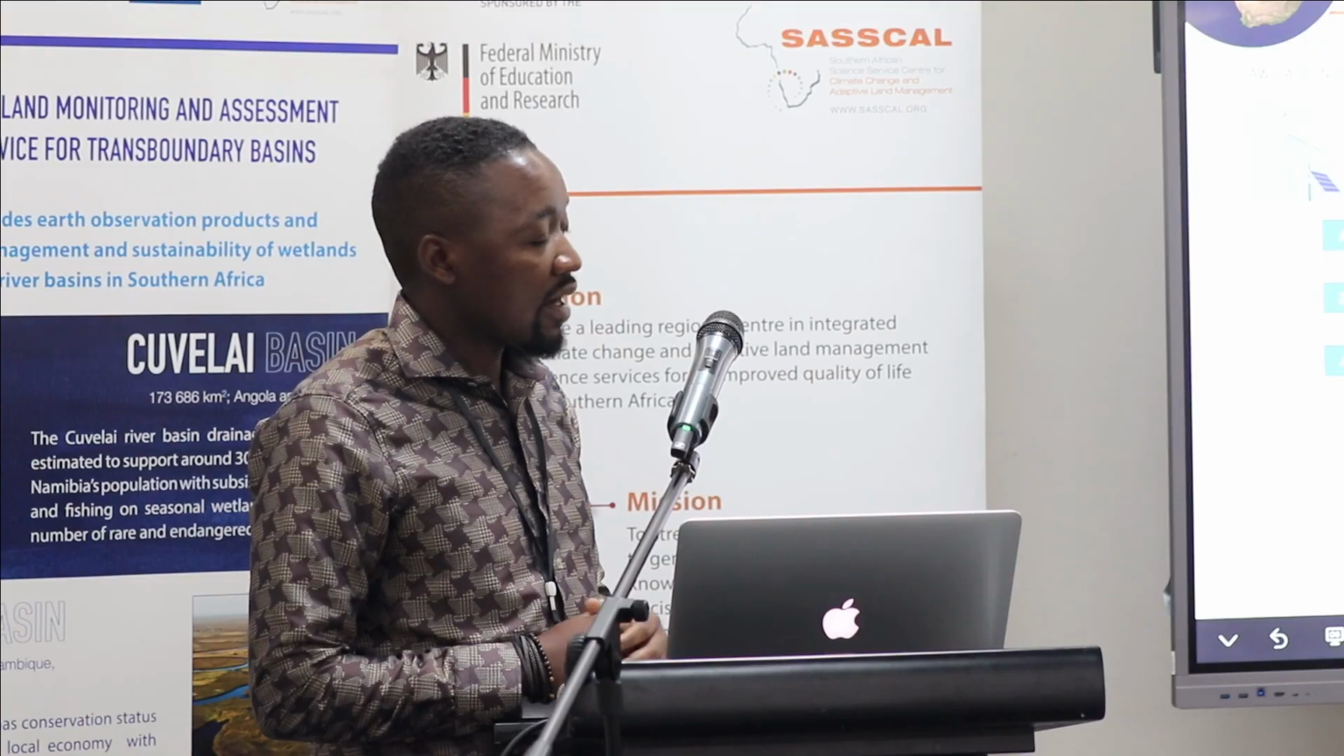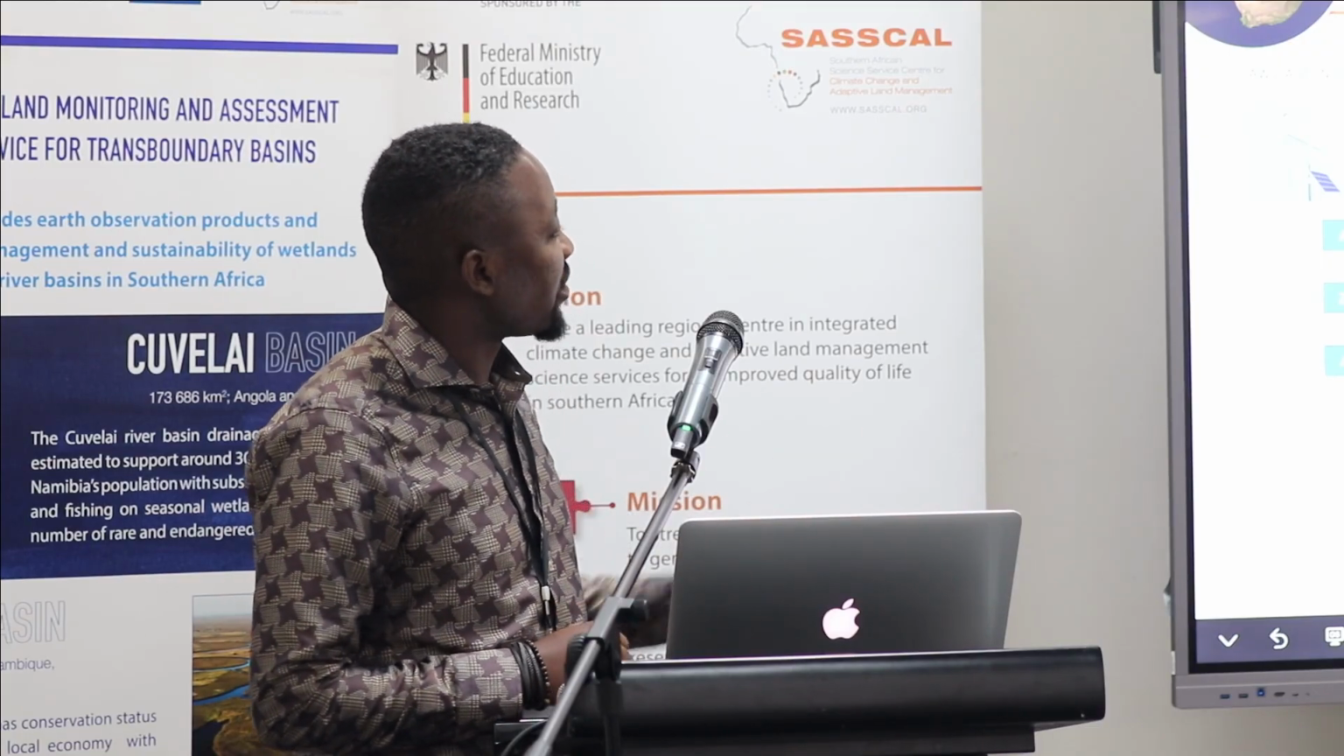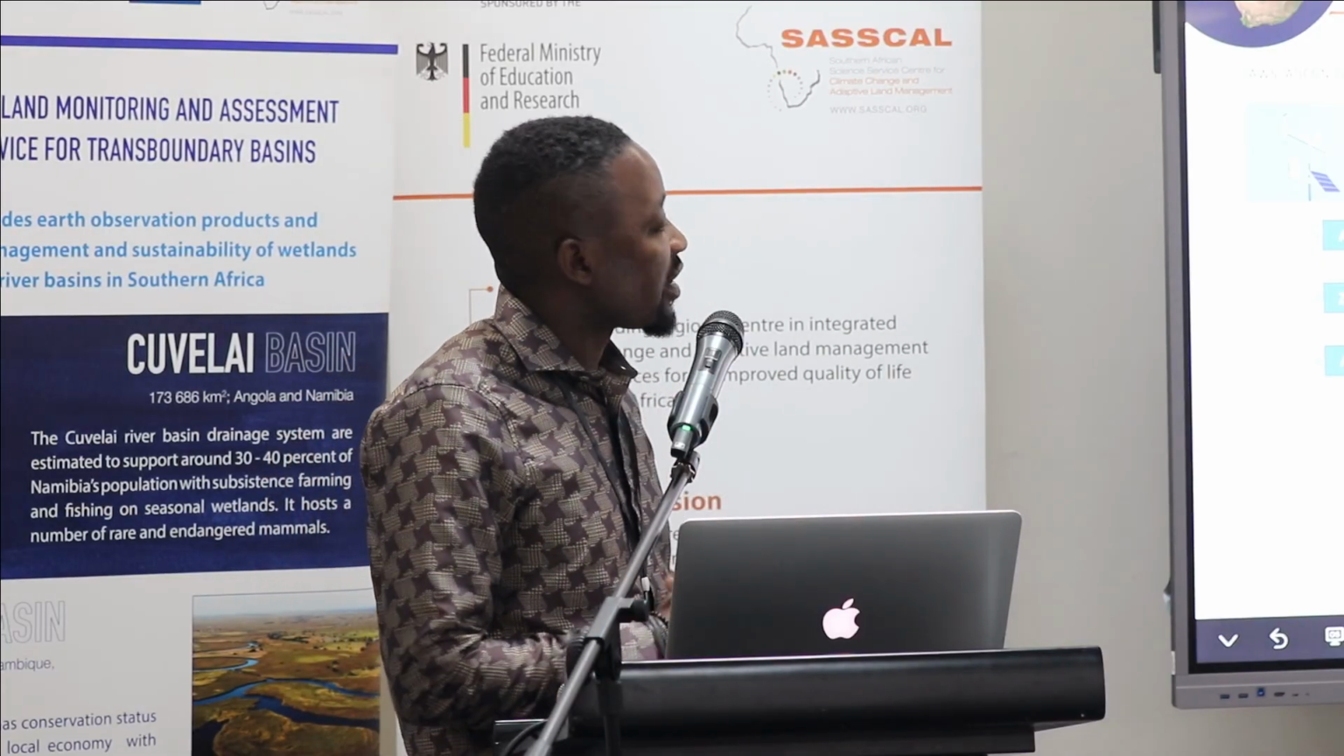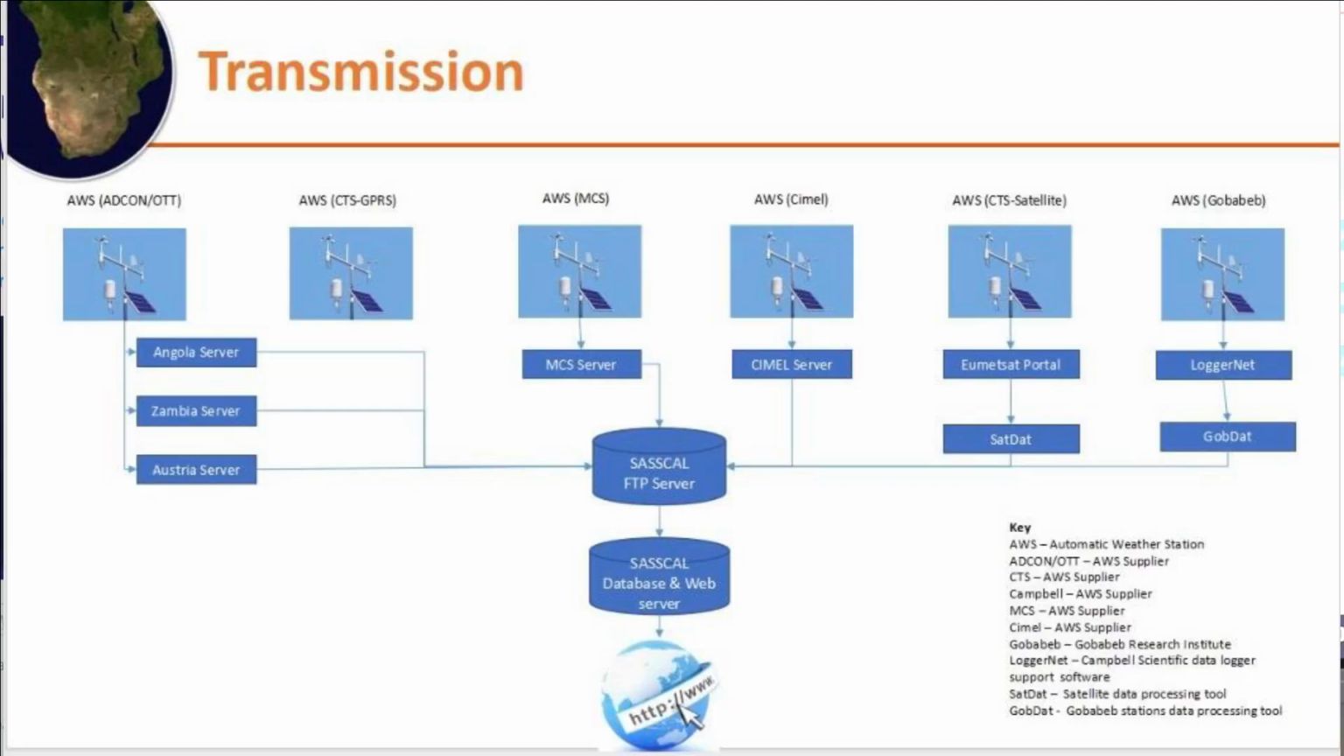Just to quickly cover some of them, we have the Adcon supplied stations which make use of an intermediary server. We have a server sitting in Angola, one in Zambia, one in Austria. It's the provider, so some of the recorded data is first routed onto those intermediary servers before they come onto the SASSCAL file transfer protocol server. We have the GPRS or GSM, so the cellular ones. These are the most straightforward ones because they record in situ and are able over a cellular network to transmit directly to us.